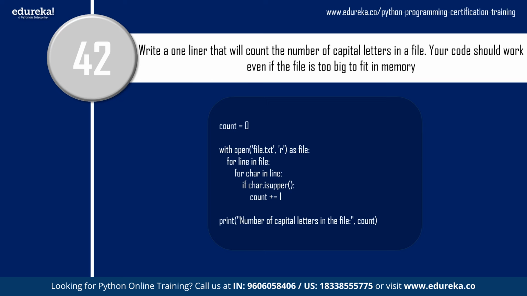In this code, we open the file.txt in read mode. We iterate through each line in the file using a for loop. For each line, we iterate through each character using another for loop. We check if each character is uppercase using the isupper method. If a character is uppercase, we increment the count variable by 1. Finally, we print the total count of capital letters in the file.